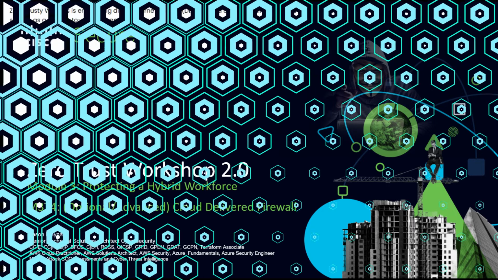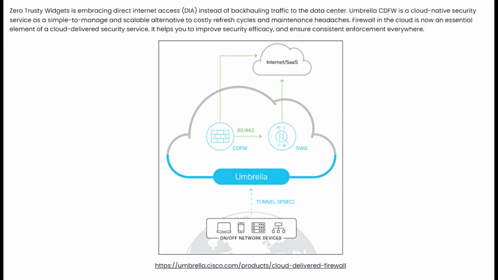Let's get started. Alright, so Zero Trusty Widgets is embracing direct internet access instead of backhauling traffic to the data center. Umbrella's cloud delivered firewall is a cloud native security service, a simple to manage and scalable alternative to costly refresh cycles and maintenance headaches. Firewall in the cloud is now an essential element of a cloud delivered security service. It helps you improve security efficacy and ensure consistent enforcement anywhere.